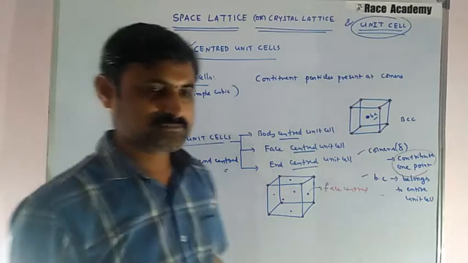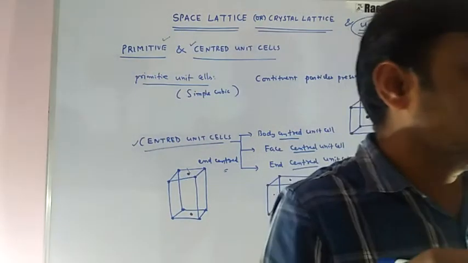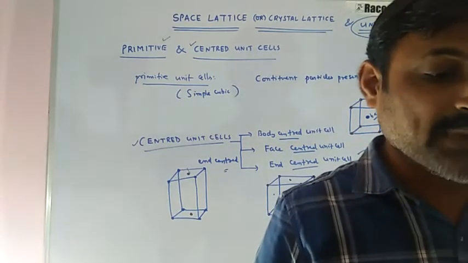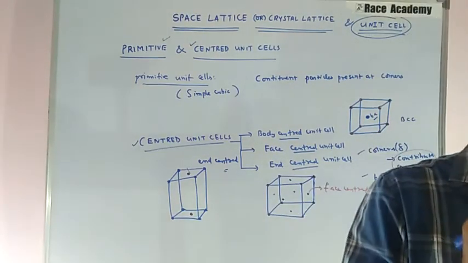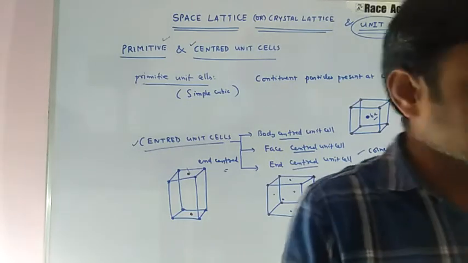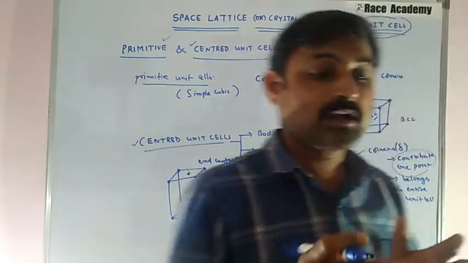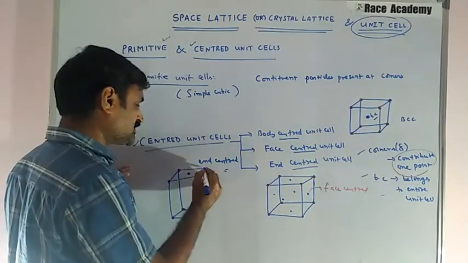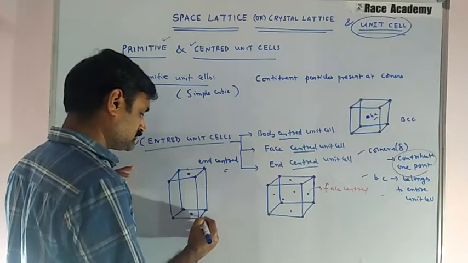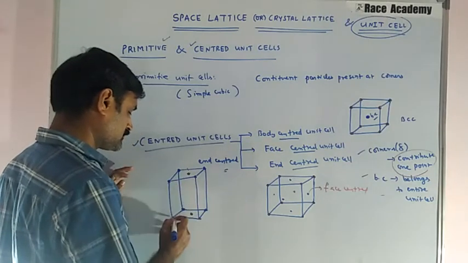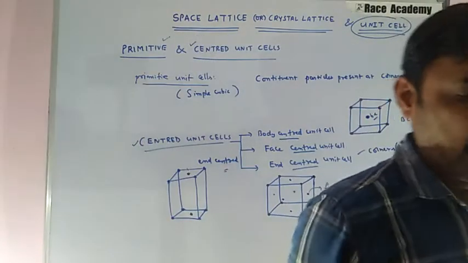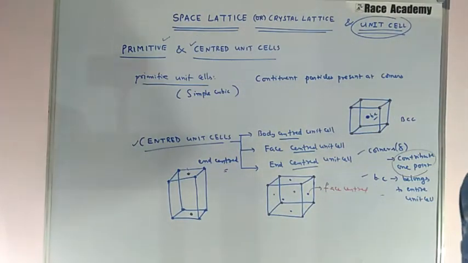So once again, what is an end centered unit cell? An end centered unit cell is strictly one where the constituent particles are present at the center of any 2 opposite faces, besides the corners present in the unit cell.